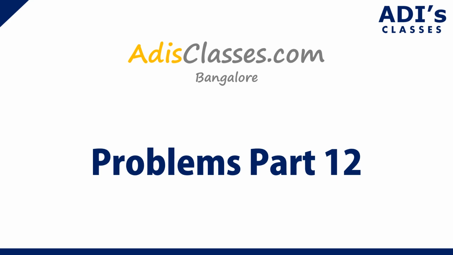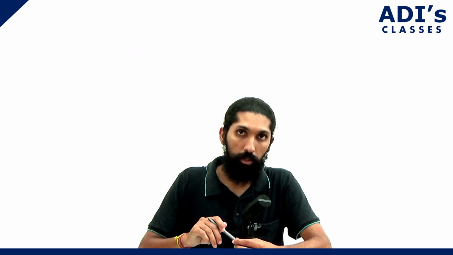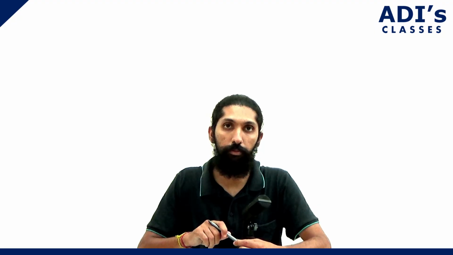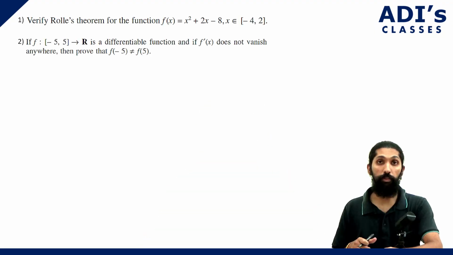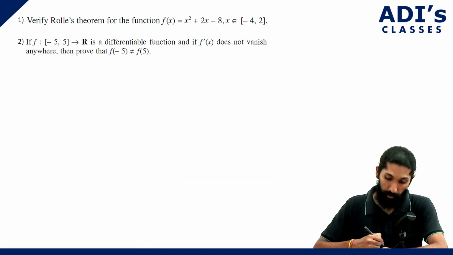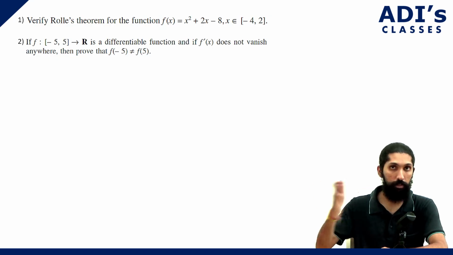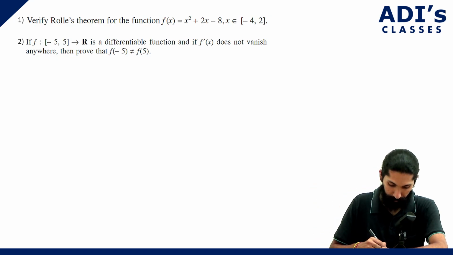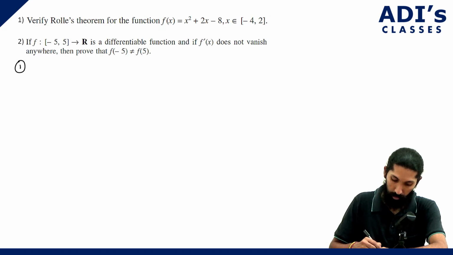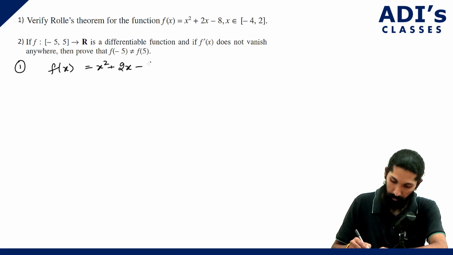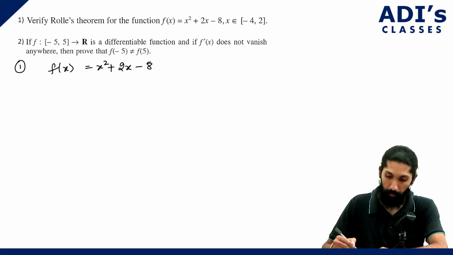Let's solve a few problems based on Rolle's theorem and the mean value theorem. All right, see the first one here. Verify Rolle's theorem for the function f of x given by that. So first, what we do, take f of x. f of x is equal to x square plus 2x minus 8. So here it is given x belongs to [-4, 2].